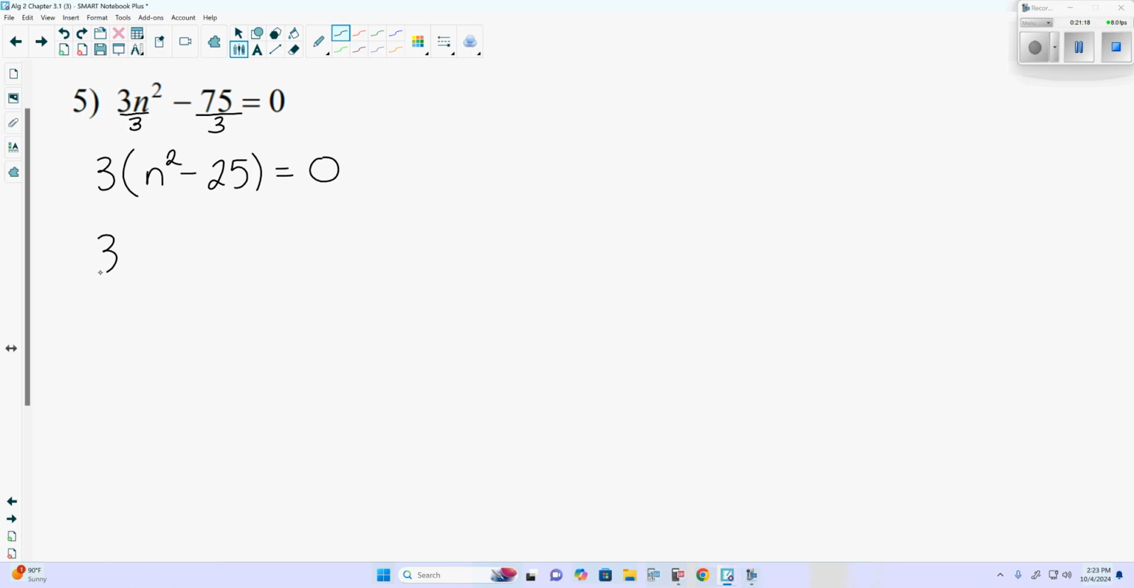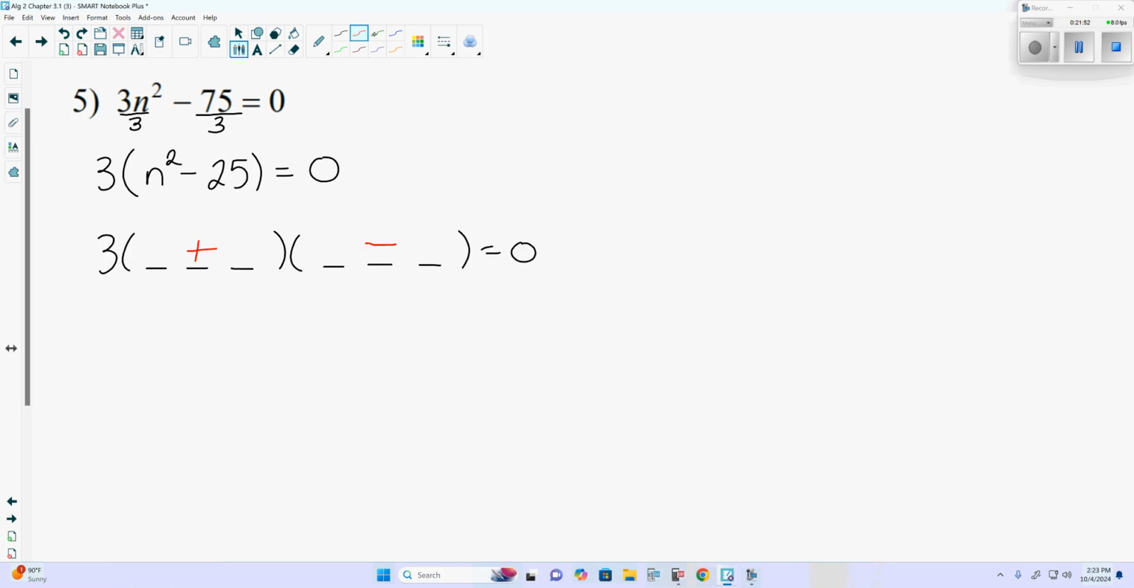But this here is factorable. So we still have our 2 sets of parentheses with 3 spaces. And it still does equal 0. Our third term is our 25. Is the 25 positive or negative? Negative, so the signs are opposite, because the third term is negative. So the signs are plus and minus, opposite signs.